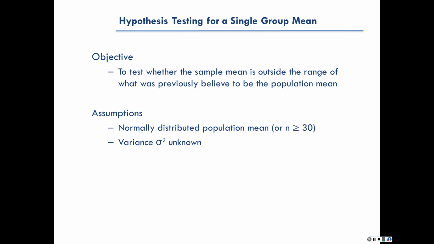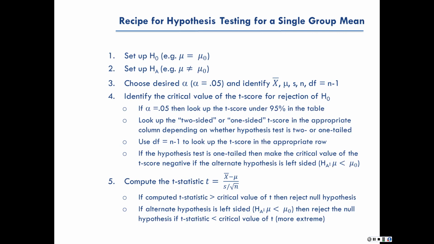And so the first thing we're going to walk through for hypothesis testing is thinking about a single group mean. And the objective is just to test whether a given sample mean is outside the range of what was previously believed to be the population mean. Our assumptions are that we have a normally distributed population mean or a sample size of 30 or greater, and that our variance, sigma squared, is known.